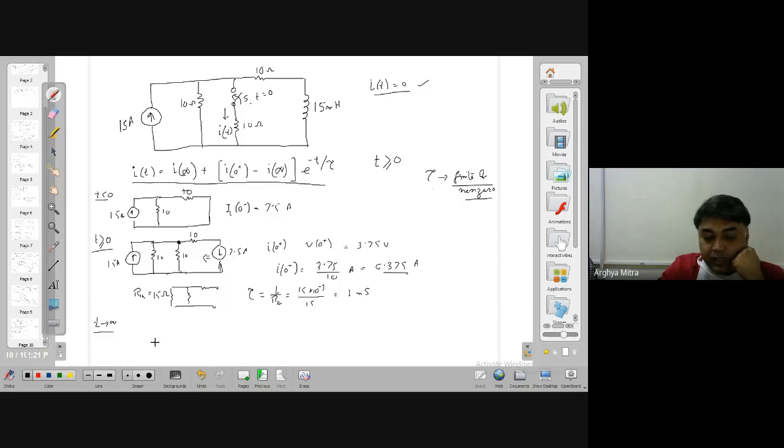So what will happen as t tends to infinity? How should the circuit look? The circuit will again be of this form.